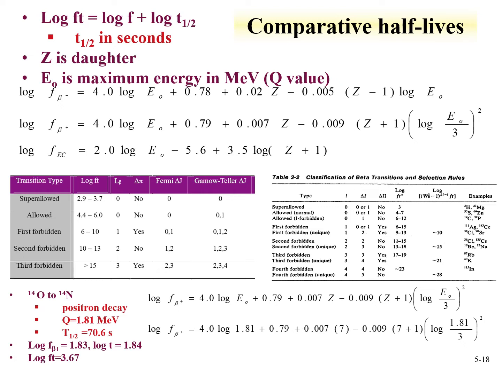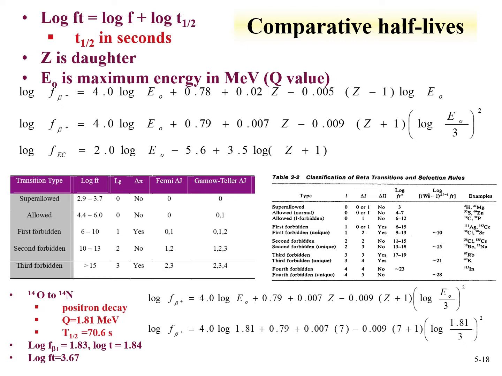Here we're going to have 3 equations that are listed here for beta minus, positron, and electron capture, where all these equations are going to be functions of the Q value, then the daughter Z. So this is fairly straightforward. If I know my daughter Z, and I know my Q value, I can determine the log F value. If I get the half-life in seconds, well, the log Ft is nothing more than the log F plus the log of the half-life in seconds.